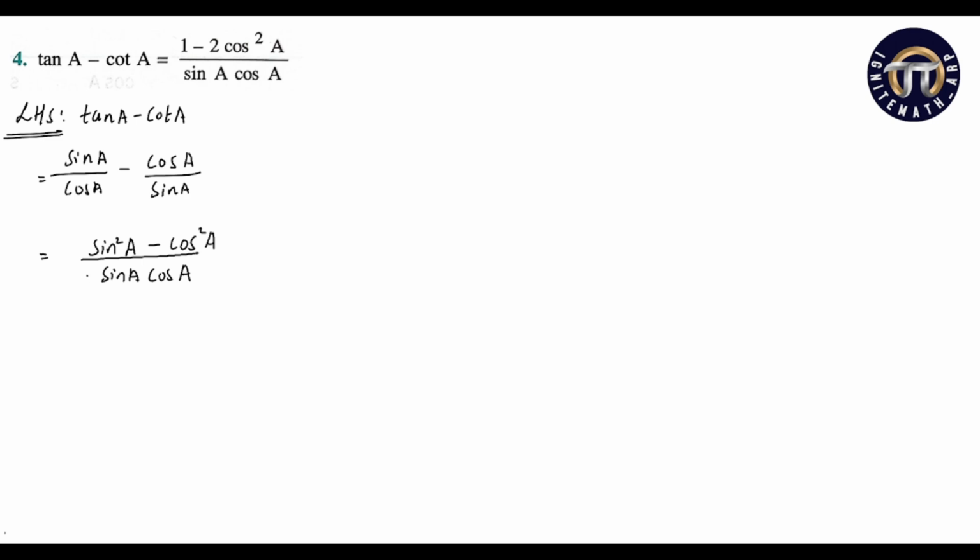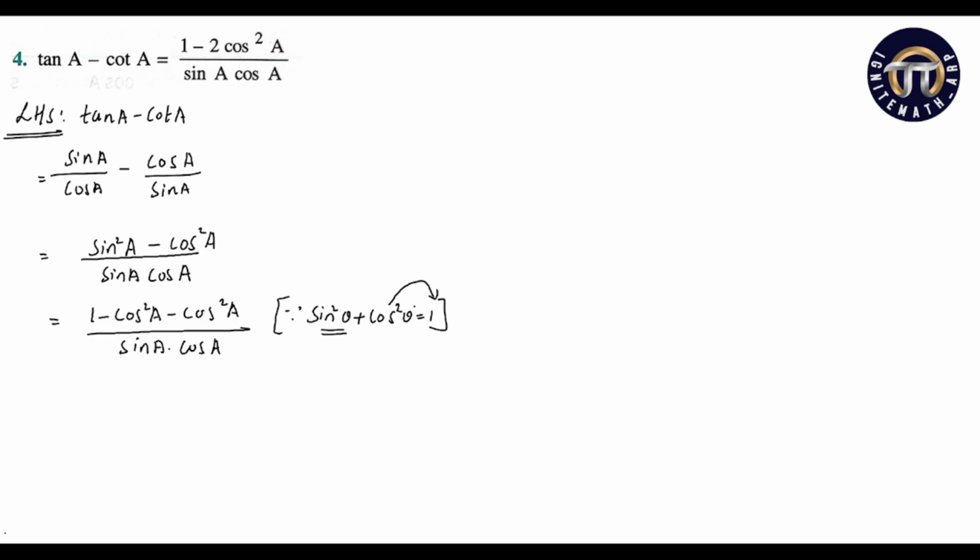Clear, children? So now if you observe the numerator of the RHS, there is no sin square, so I have to have only cos square. So what I do here is, this sin square can be written as 1 minus cos square A, minus cos square A, divided by sin A into cos A. Why? The reason to be written, children: sin square theta plus cos square theta is equal to 1. So sin square theta, I want to express it as cos square theta.